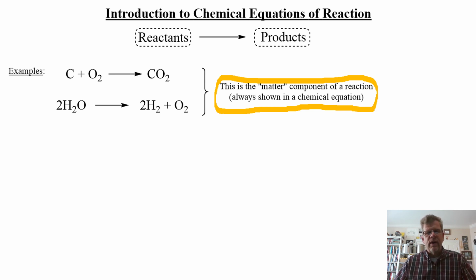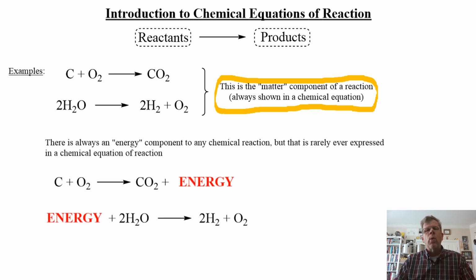It's just never expressed. So let's look at these two examples of a chemical equation of reaction in which the energy component would be shown. We're just going to put these in there. Normally we would not see this, but it's almost always there, hiding behind the scenes. Now, when I talk about energy in a chemical reaction, the type of energy is almost always heat energy.